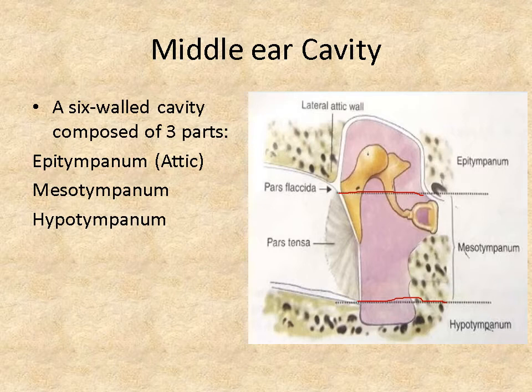The epitympanum contains most of the ossicles, as you can see from the diagram. The second part is called the mesotympanum, and this is the part facing opposite to the tympanic membrane. And the third part is called hypotympanum, and this lies below the tympanic membrane.